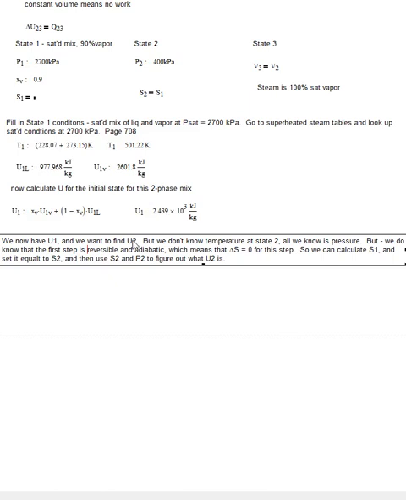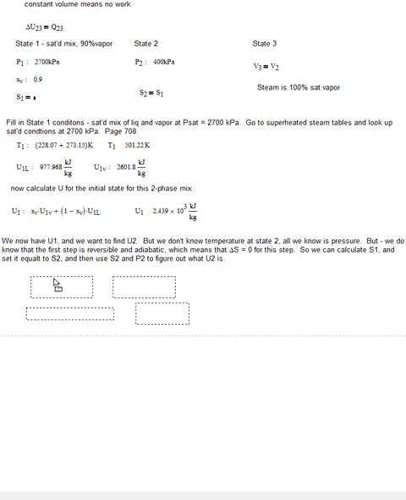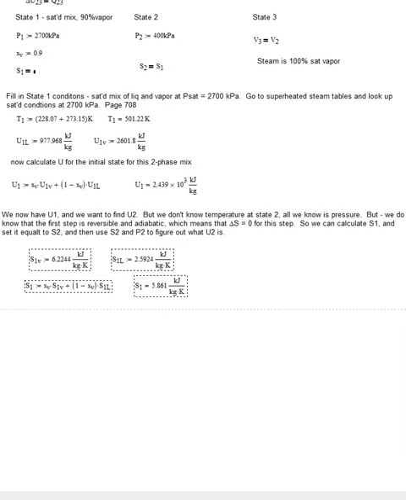So what do we do? Now is when we use the information that this step is reversible and adiabatic, which means that delta S is equal to 0 for this step. If we know S1, the entropy at state 1, we set it equal to S2, and then we can use S2 and P2 to figure out what U2 is. So hopefully that makes sense. The first thing we're going to do is calculate the entropy at state 1.